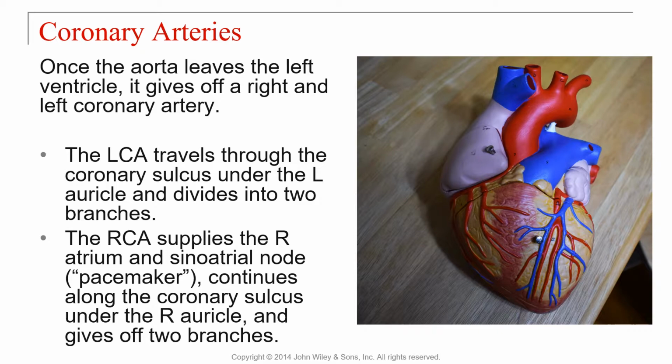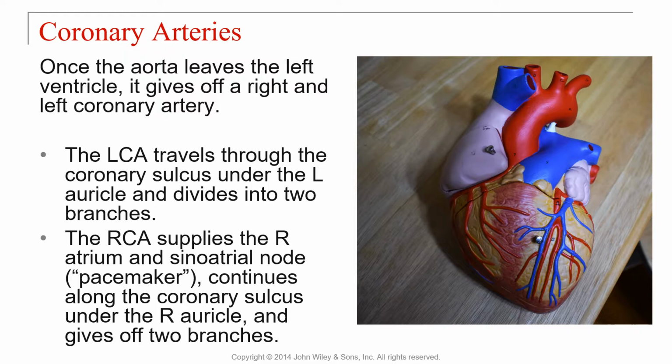So once the aorta leaves the left ventricle, it gives off a right and left coronary artery. Left coronary artery travels through the coronary sulcus under the left auricle and divides into two branches, whereas the right coronary artery supplies the right atrium and the sinoatrial or SA node, which is the pacemaker of the heart. It continues along the coronary sulcus under the right auricle and gives off two branches. So it'd be a good idea to go ahead and pause the video here and see if you can figure out which vessels that are present on this model are the left coronary artery and the right coronary artery.